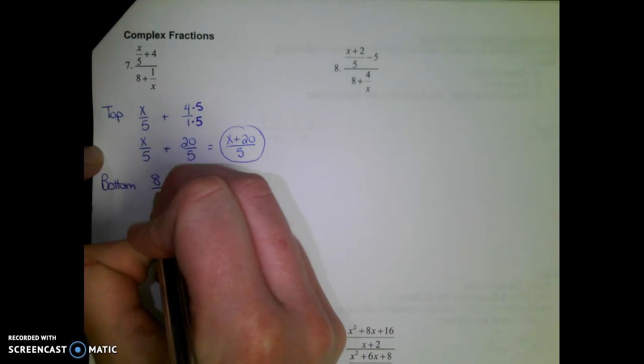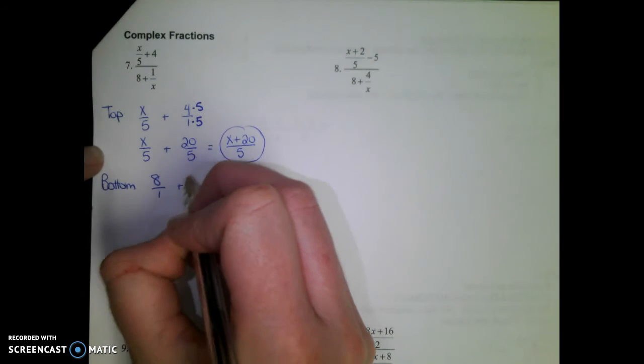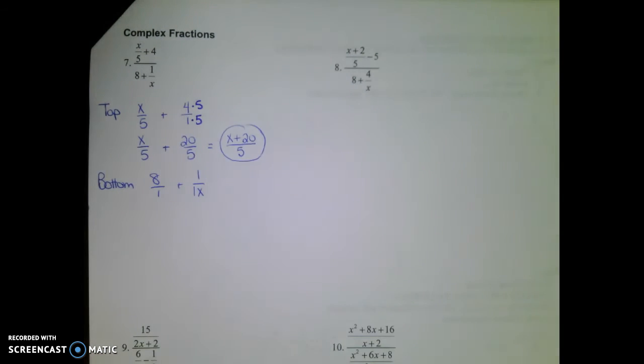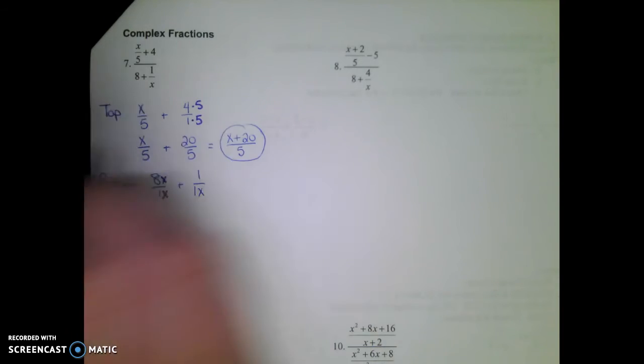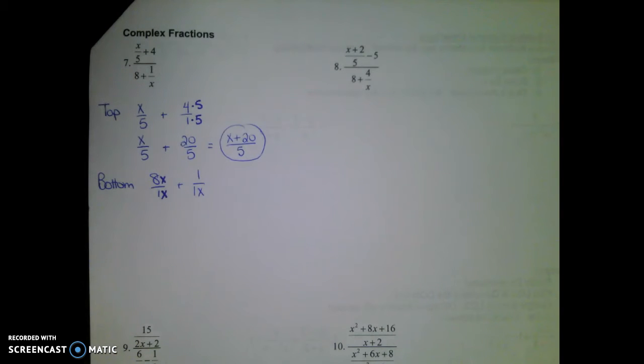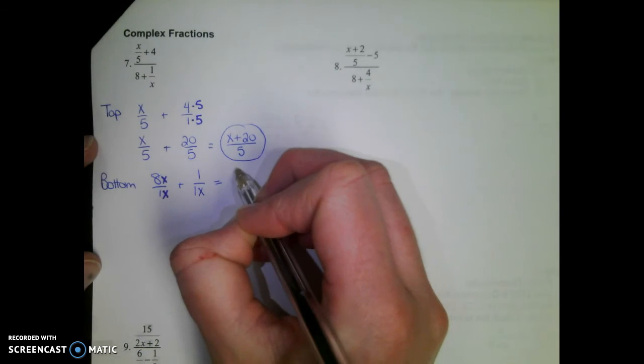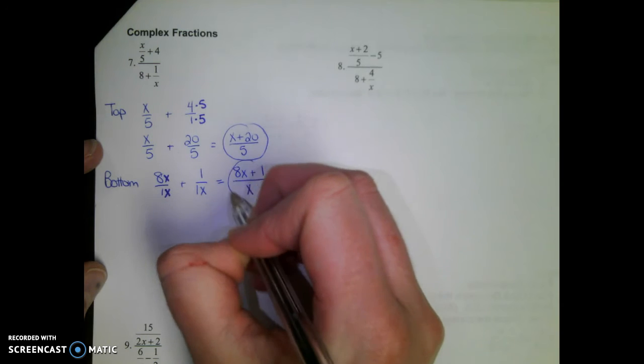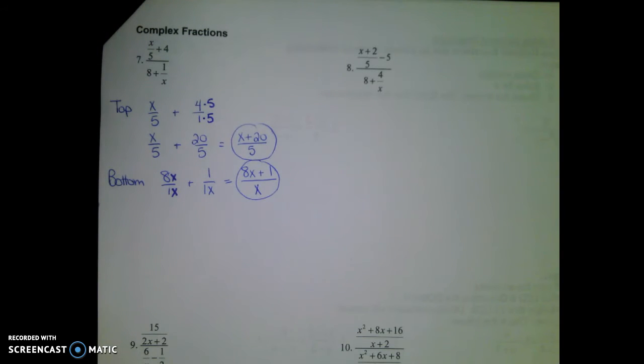The bottom is 8, so 8 over 1 plus 1 over x. What number is already in front of this x, even though you can't see it? A 1. So they both have a 1 in the denominator. What does the left denominator not have? An x. So we need to multiply in an x on the bottom and the top. Now the denominators match, so we can do 8x plus 1 over 1x. Okay, I simplified the top, I simplified the bottom.